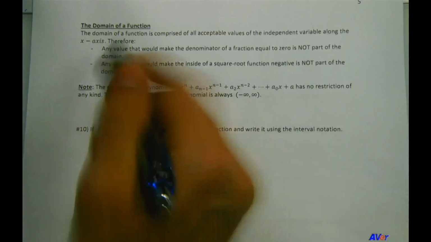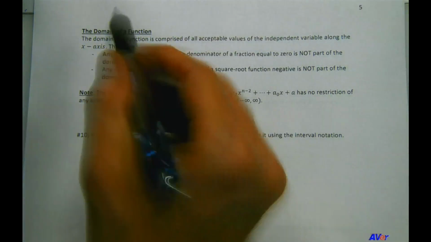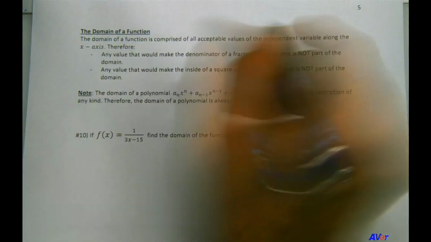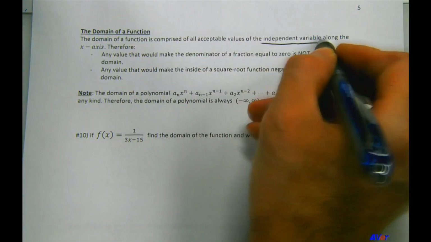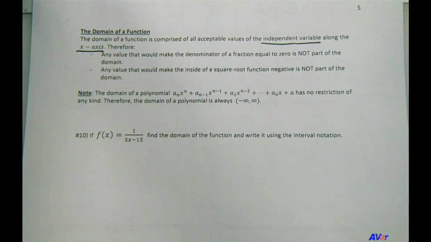So domain is basically all values of the independent variable, which usually is taken along the x-axis, minus any restrictions on x. And we've already talked about, when we did some examples of finding the domain in the past, that if you have a square root, the inside of the square root cannot be negative. That's one restriction on the domain.